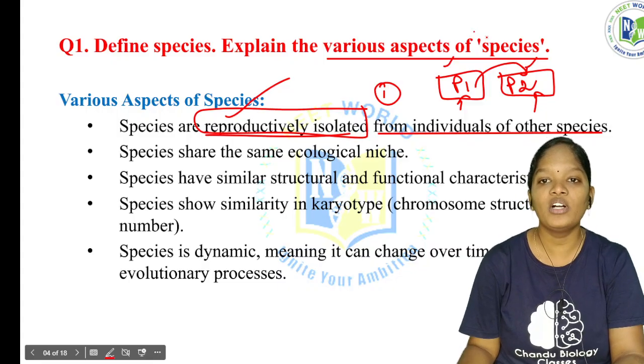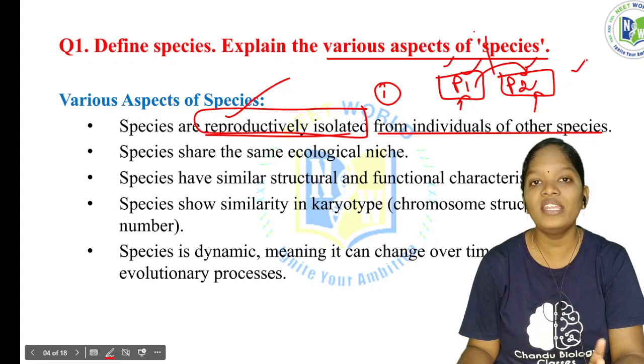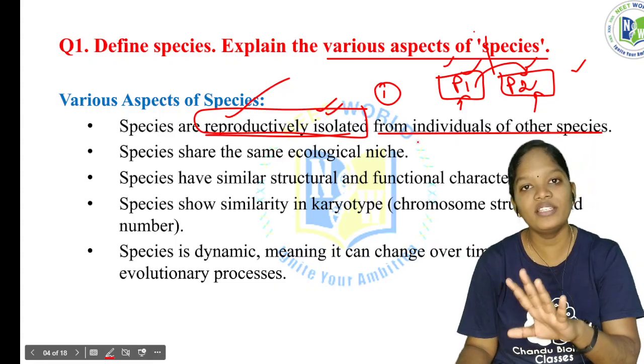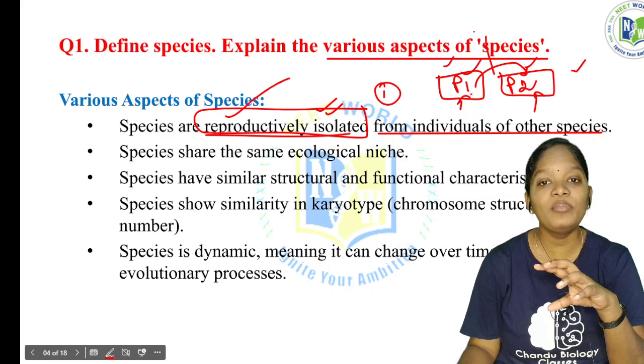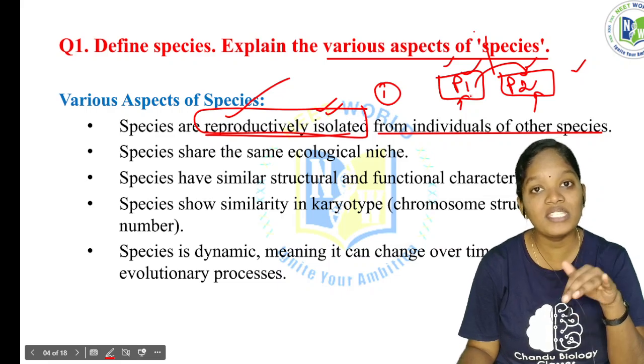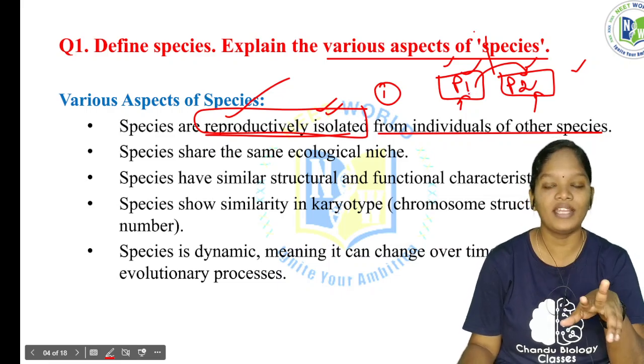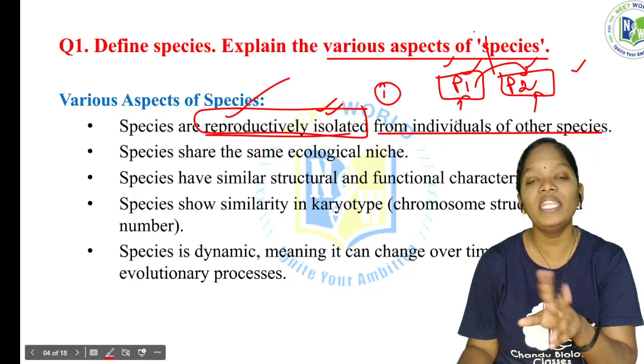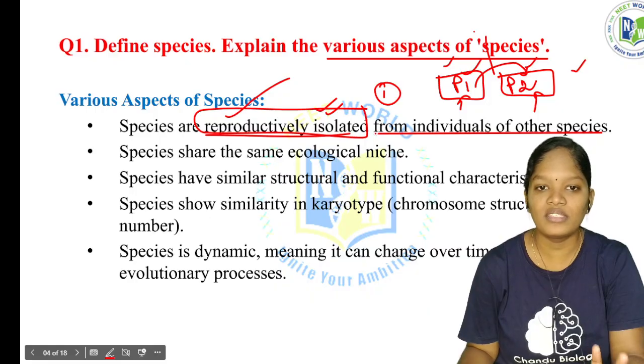Okay, because this is a different species, they can't reproduce with each other, so we are saying this is reproductively isolated from the individuals of another species. It is not reproductively isolated from individuals of the same species, it is not like that. Reproductively isolated from individuals of a different species. So this is the first point.